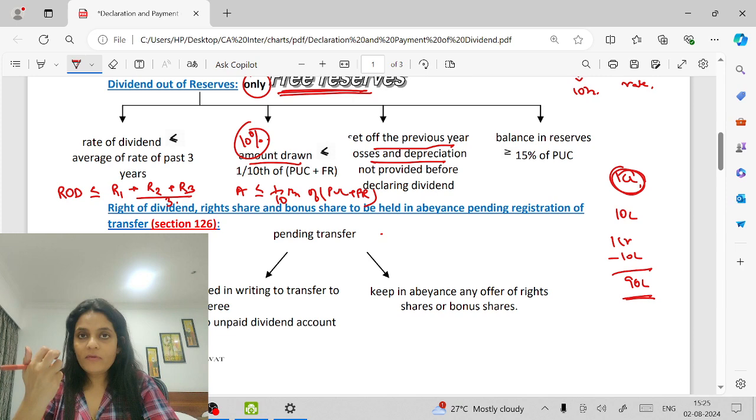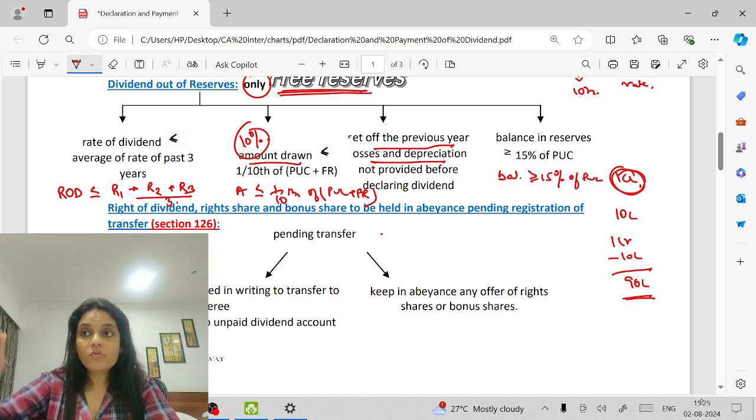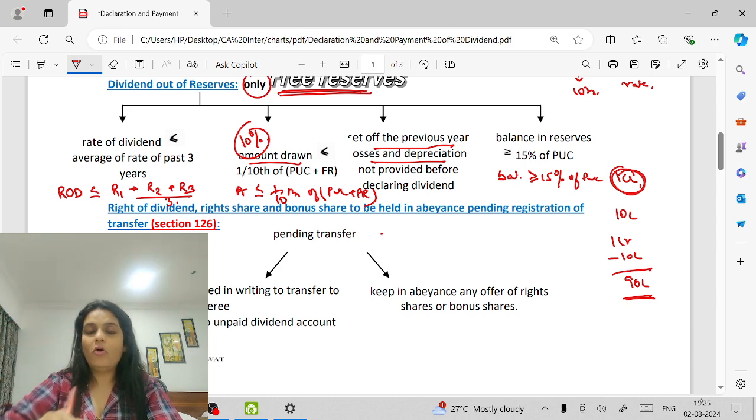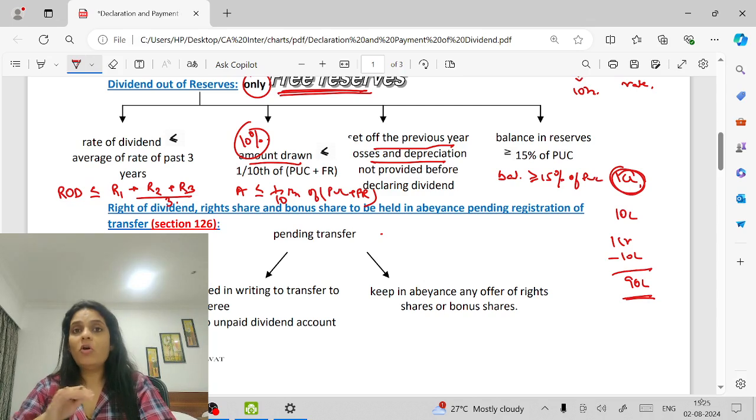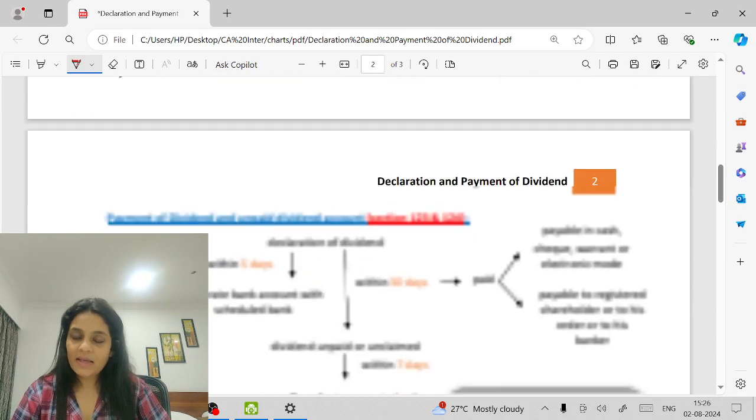And the balance in reserve. So whatever balance is remaining in my reserve should be minimum 15% of paid up capital. That means whatever is left in the reserve cannot fall below 15%. I should always have a minimum of 15% of the paid up capital in my reserves if I'm withdrawing money to pay dividend. I hope it's clear to everyone.